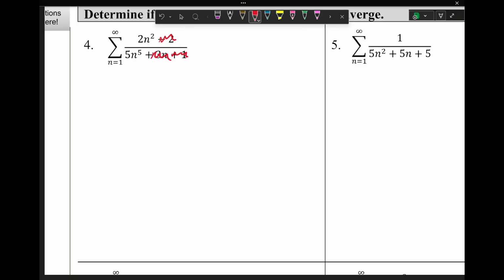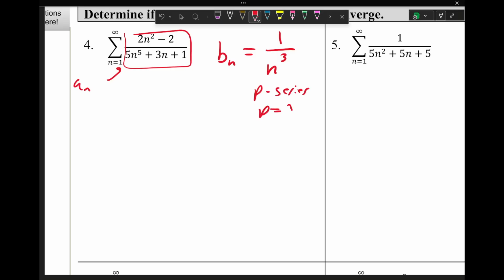Now, if I think of this reduced, n squared over n to the 5th reduced is like 1 over n to the 3rd. This is what I'm going to compare it to. This is what I'm calling b sub n. All of this is a sub n. So I'm picking a b sub n that I know the answer to. If I make b sub n something I don't know converges or diverges, this doesn't help you. But I picked a b sub n that is a p series, p is 3, 3 is bigger than 1, so it converges.